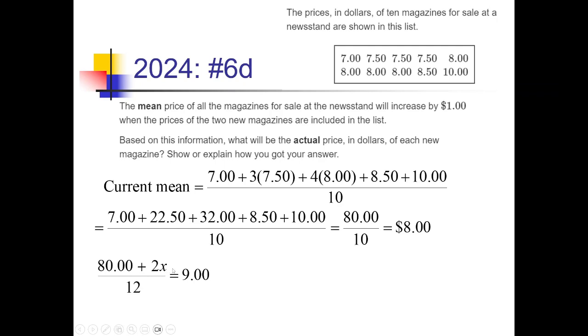Okay, well, first thing I'm going to do is multiply both sides by 12. 12 times 9, that's going to be 90 plus 18, that's going to be 108. And then 108 minus this 80, that's going to be 28. That's not too bad. And then 28 divided by 2 gives me $14 for each of those new magazines.